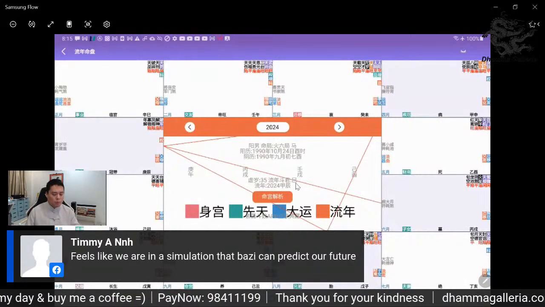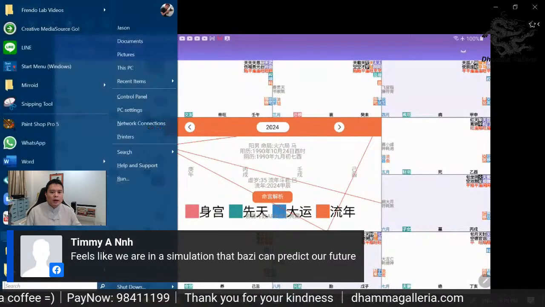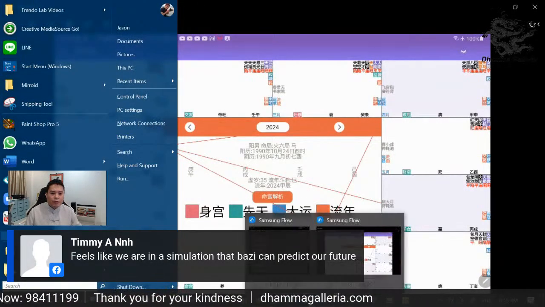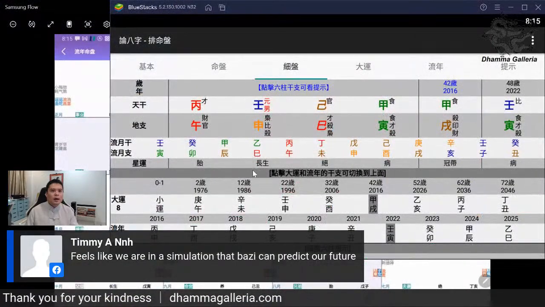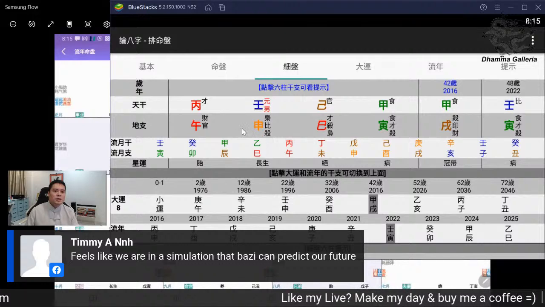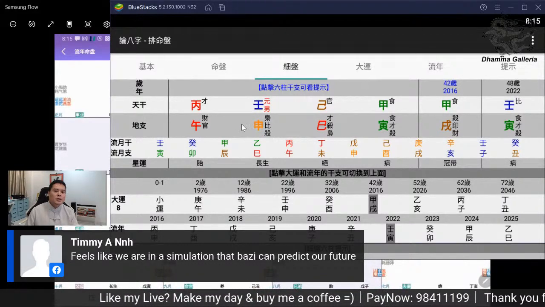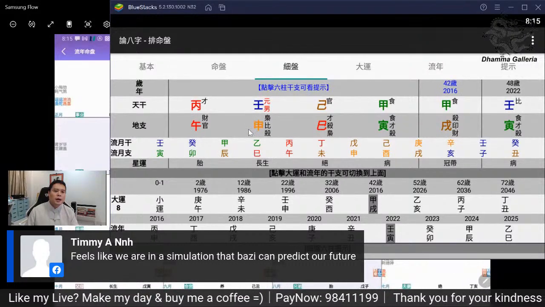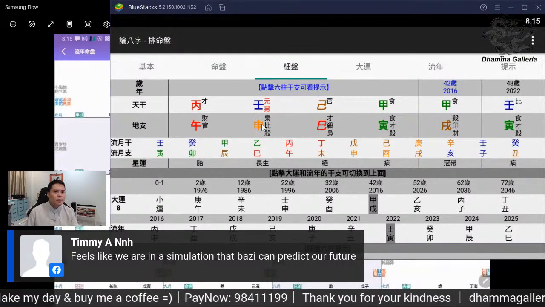We see the spouse from the day branch. For instance, Mr. Lim's BaZi, the day master is here. The spouse is here, the sun. The sun is Mr. Lim's spouse.